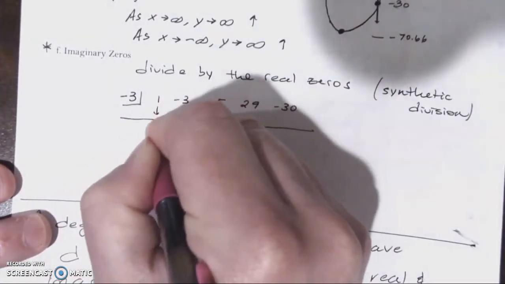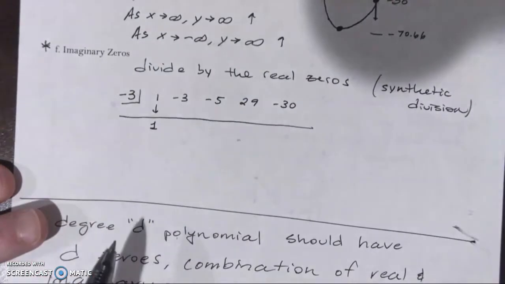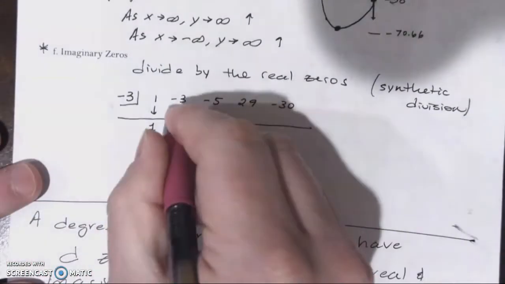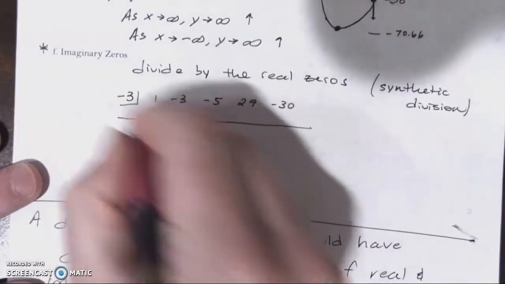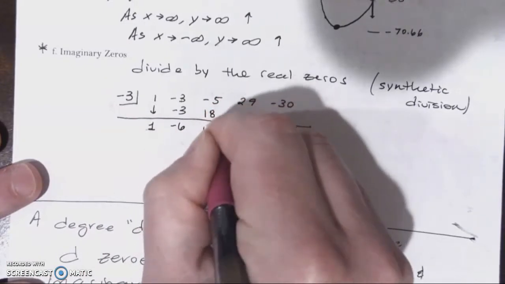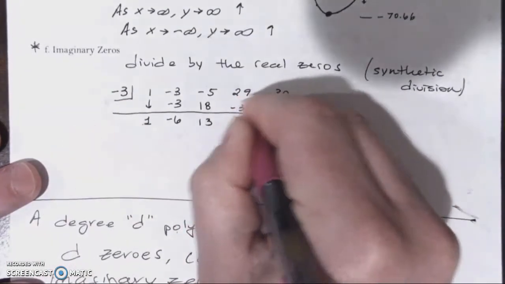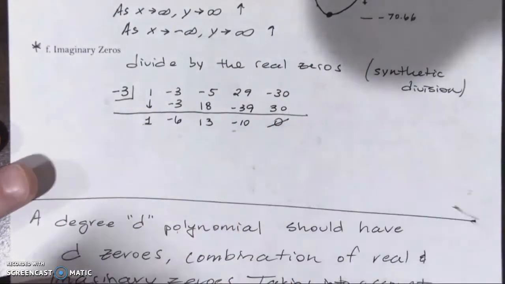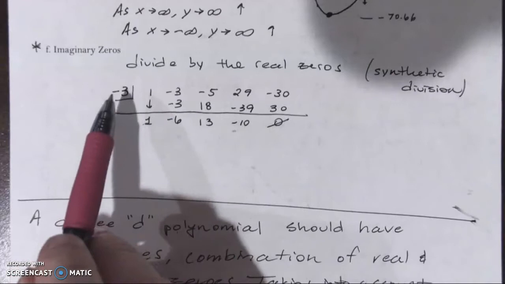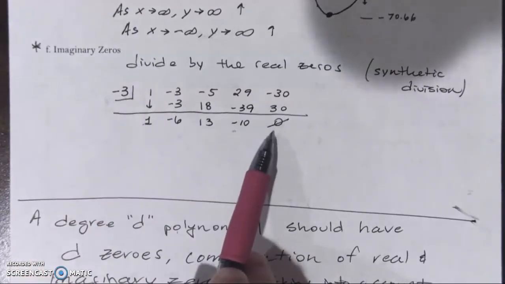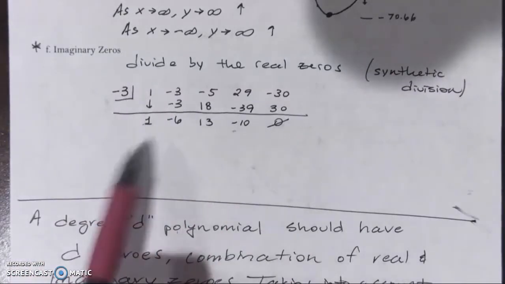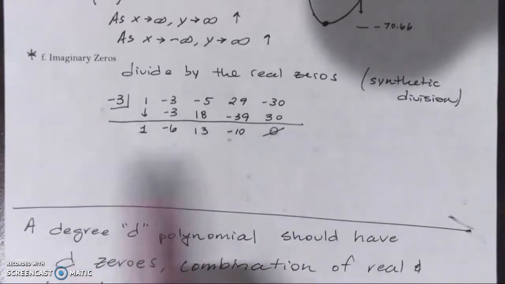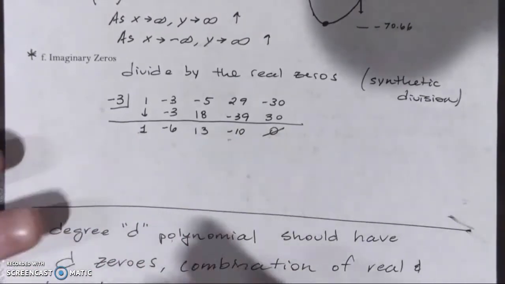Okay, I bring down the first term. And remember, we just multiply and add. It's a series. Multiply, place that here. Add. Multiply, place that here. Add. Multiply, place that here. Add. Multiply, place that here. Add. Now, if negative 3 is a 0, we should not have a remainder. Okay, that's good. A, we found the proper 0. B, we don't have a remainder, so we know we're doing this division properly.